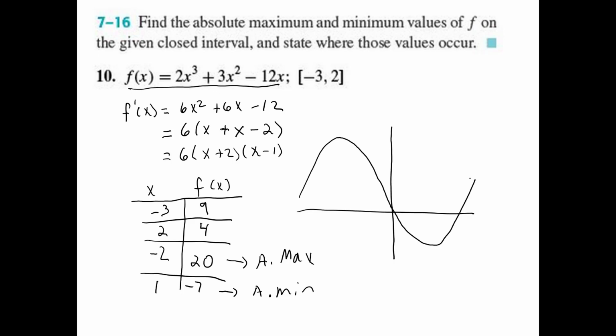Right? And so you see your relative max is over here. It happens at an x coordinate of -2 and a y coordinate of 20. Your relative min, I'm sorry, not relative, your absolute max is at -2, 20, and your absolute min is at 1, -7.